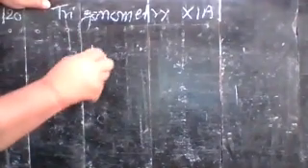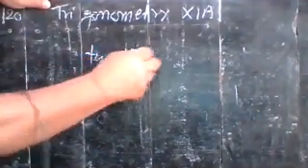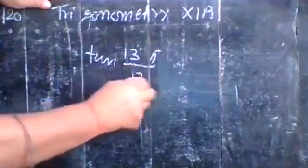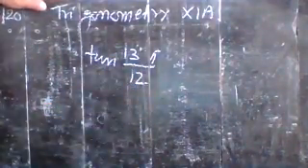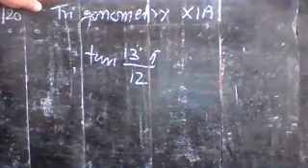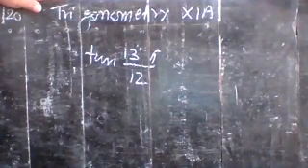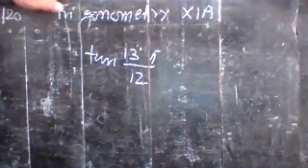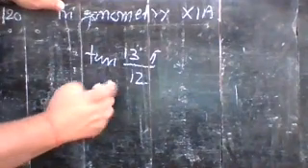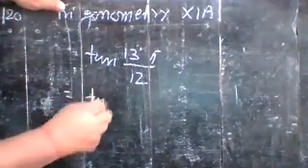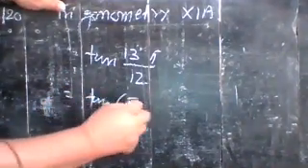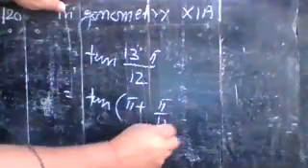Find the value of 13 pi by 12. Yes, the question is: find the value of tan 13 pi by 12. First of all, you can reduce it. 13 pi by 12 can be written as pi plus pi by 12.